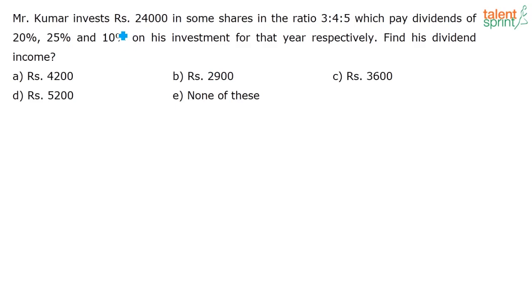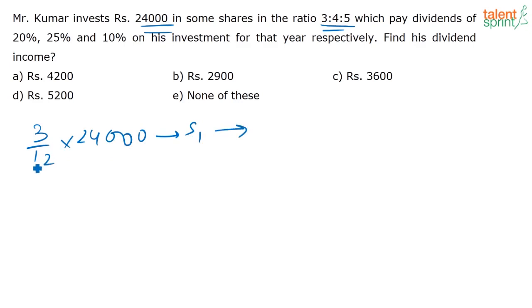Mr. Kumar invests rupees 24,000 in some shares in the ratio 3:4:5, which pays dividends of 20%, 25% and 10% on his investment for that year respectively. Find his dividend income. Let us see, 24,000 he is investing, in the ratio 3:4:5. So first we have to find how many shares he has invested, correct, for each company. So 3:4:5 means 3 plus 4 plus 5 is what? 7 plus 5, 12.